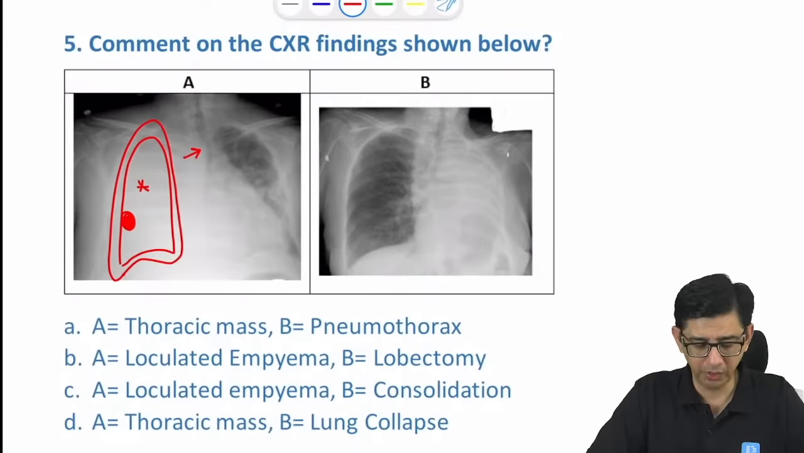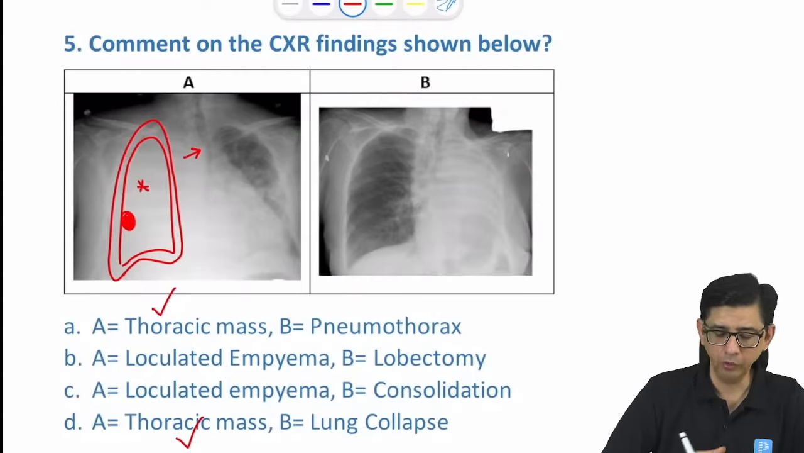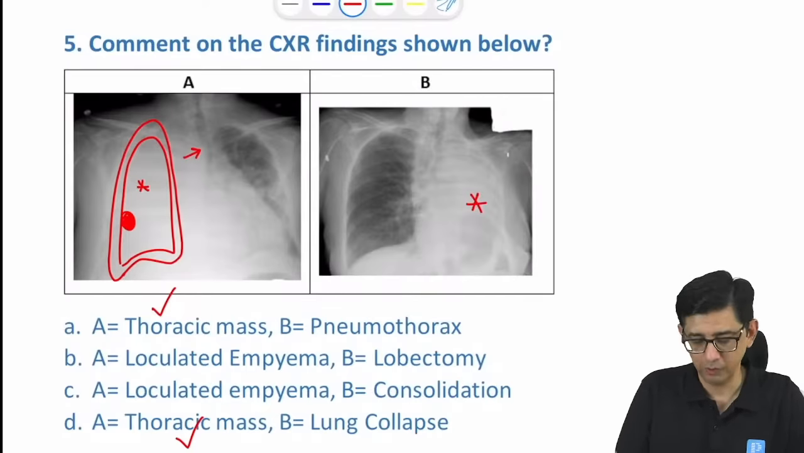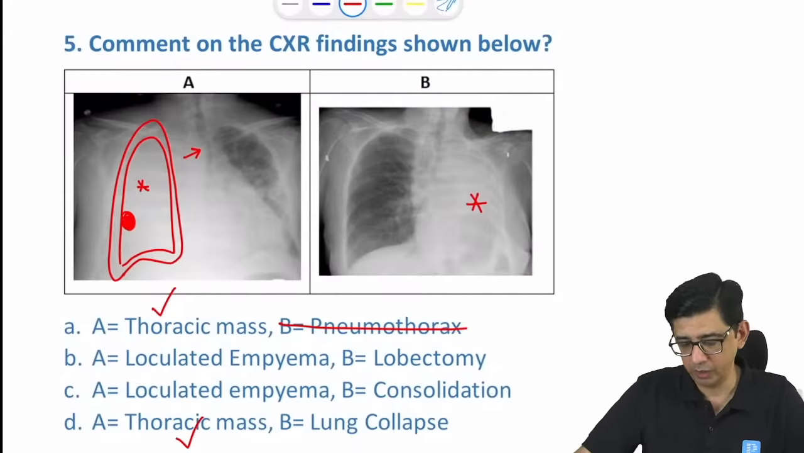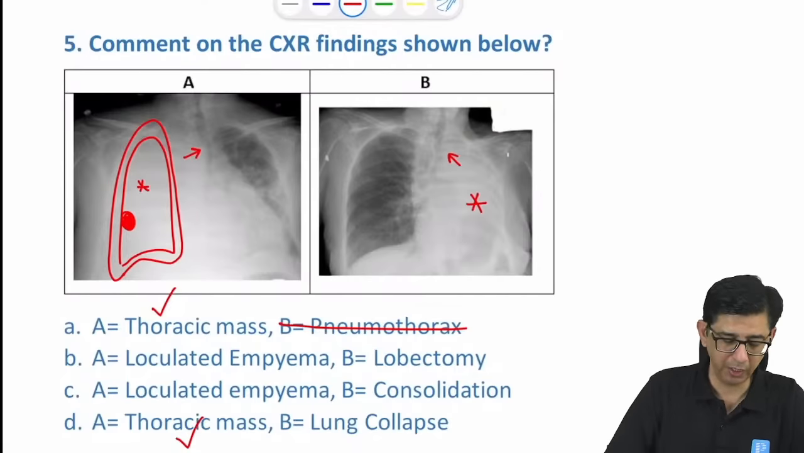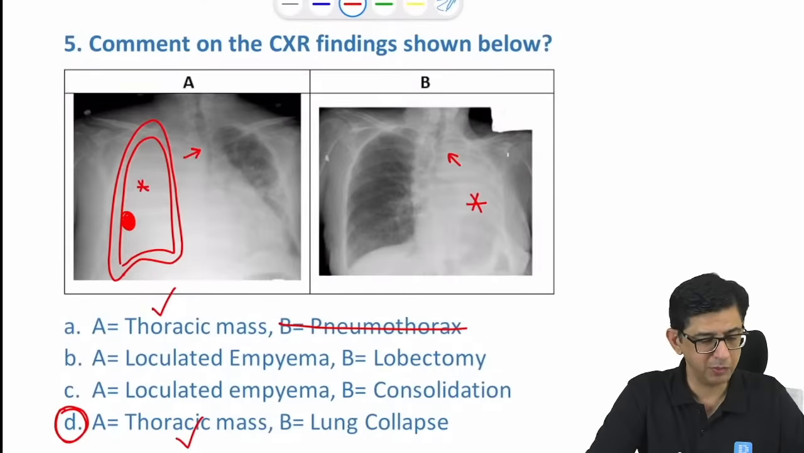Once you're able to work out that A is a thoracic mass, I'm having only two options having thoracic mass present, so B would be relatively easy to work up, because the whiteness in option B cannot be a pneumothorax. The whiteness can only be explained by lung collapse. And you can notice a slight tilt of the trachea towards the same side, which is usually a feature of segmental collapse. So the correct answer for question number 5 would be option D, that there is a thoracic mass and then there is a lung collapse which is also happening. That was a good response by almost everybody. Cool, I think we are done with this one.